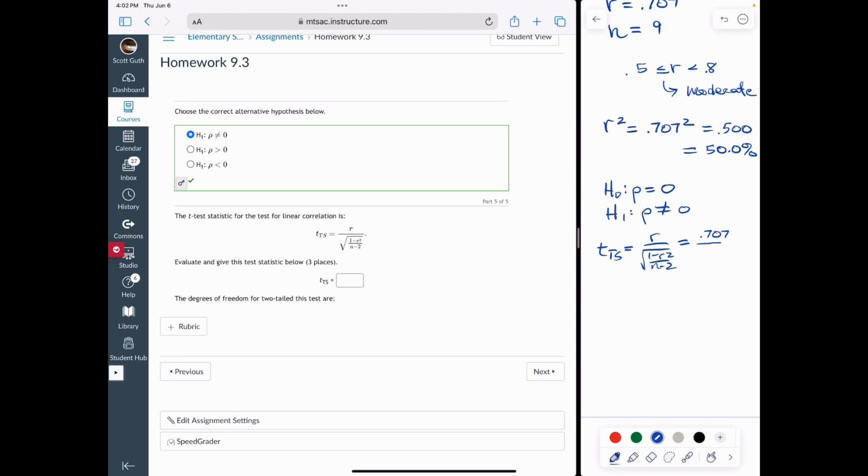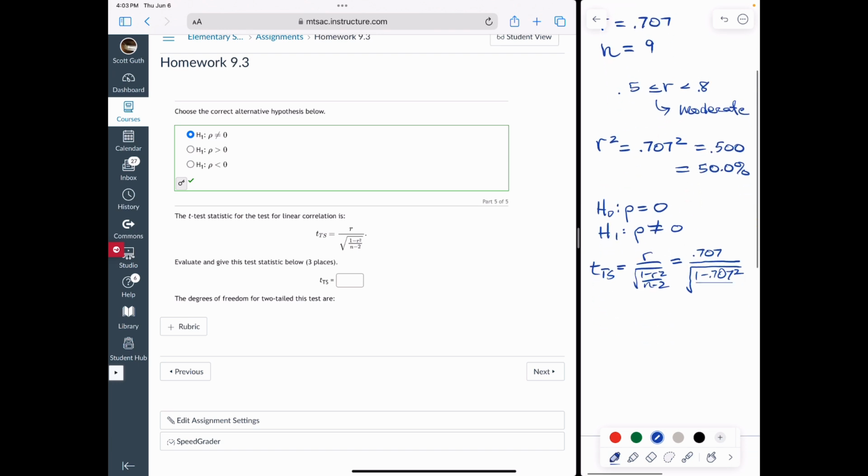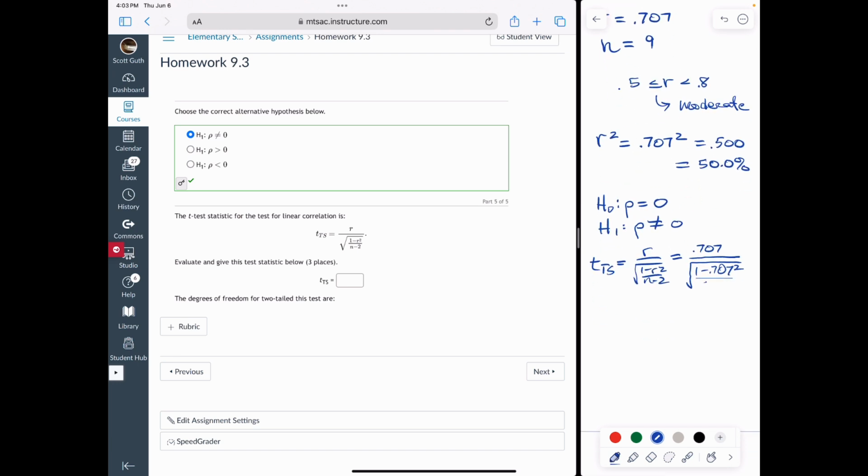Okay, and then it's over the square root of 1 minus 0.707 squared, over n minus 2. That would be n, I think up here it says 9, so that'll be over 9 minus 2, so 7, like that.